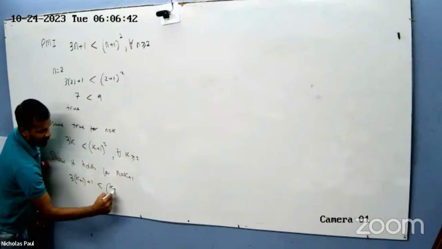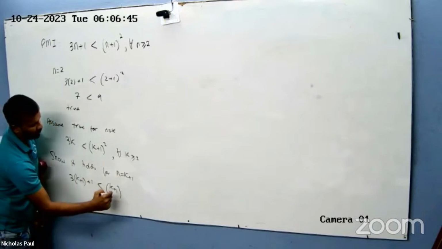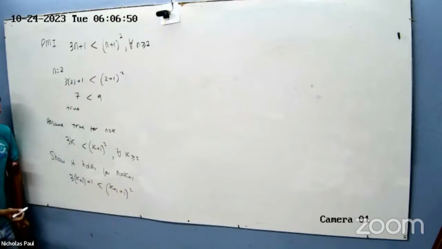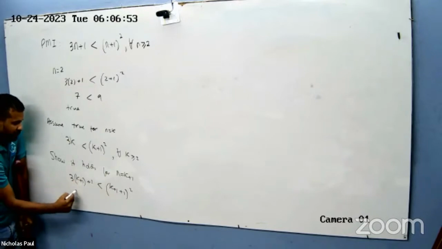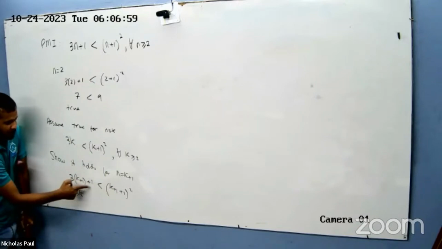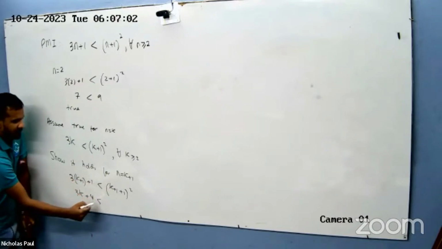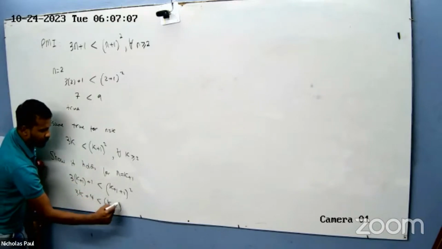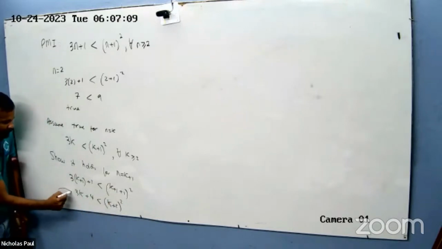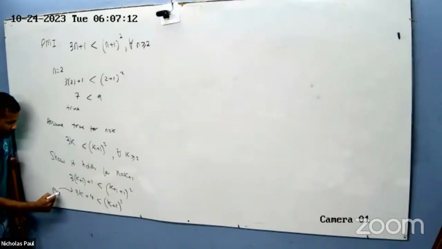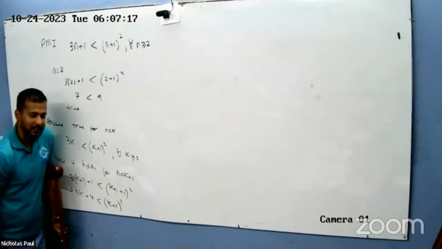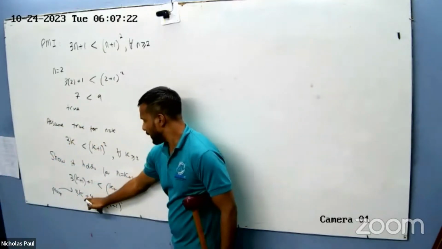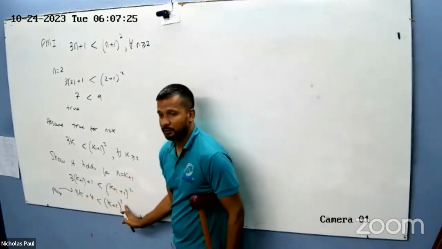Right? This is k plus 1 plus 1 squared. So technically, I have to prove 3 by k is 3k, 3 by 1 is 3, plus 1 is 4, is less than k plus 2 all squared. So this is what I have to try to prove. In inequality form, I have to prove that 3k plus 4 is less than k plus 2 squared.